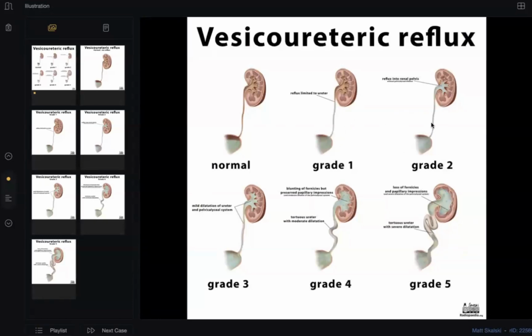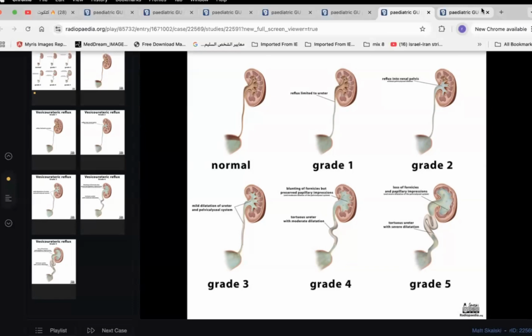This is grade 1. Grade 1 doesn't reach the pelvicalyceal system. Here it reaches without dilatation. Here it reaches with mild, moderate, severe, or ballooning dilatation, from grade 1, 2, 3, 4, 5. Doctor, is this important? Yes, at least you take a general idea. From grade 3 to 5 there must be pelvicalyceal dilatation.